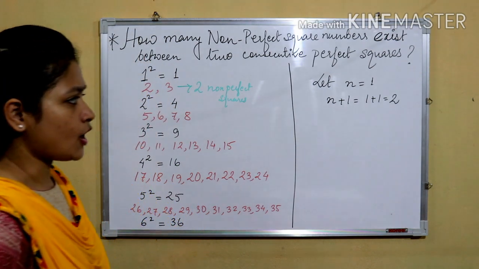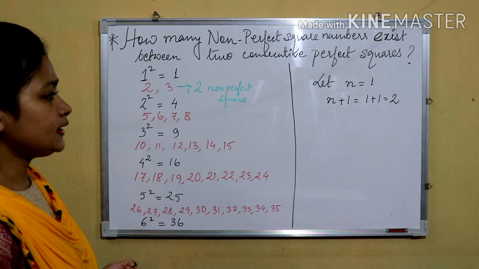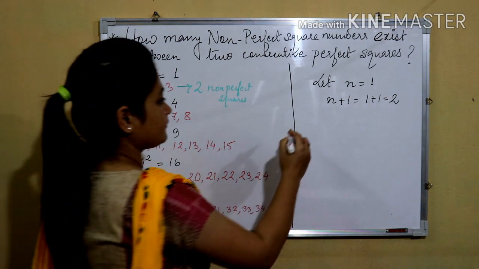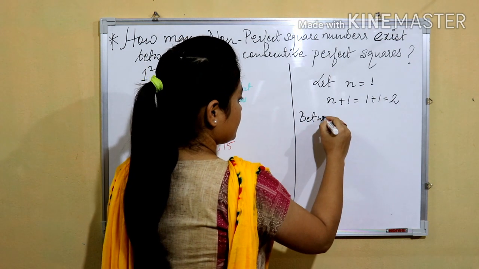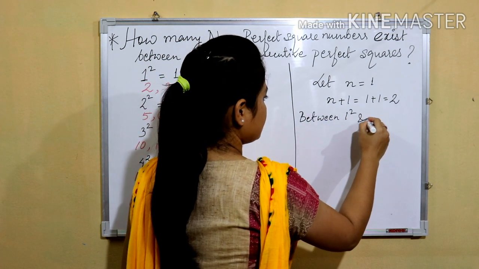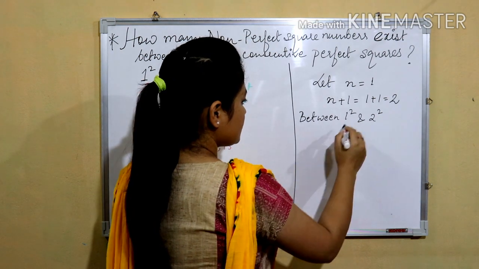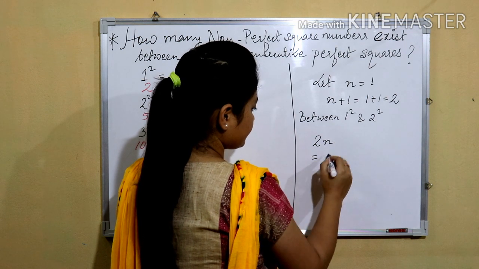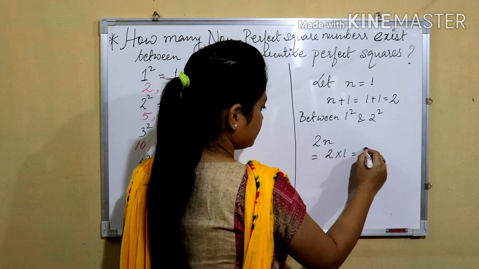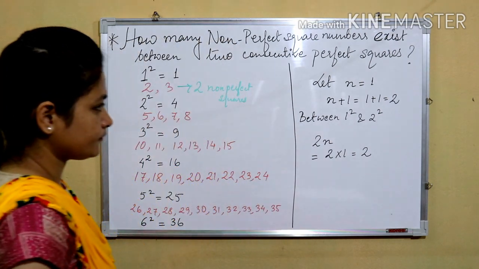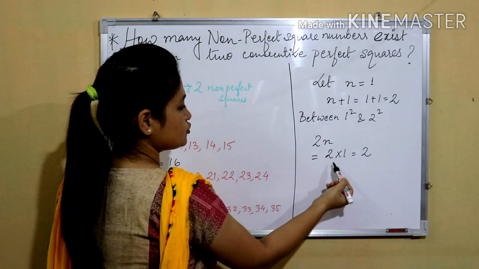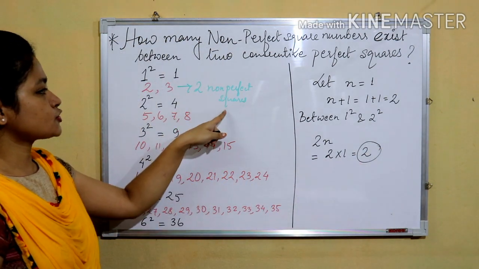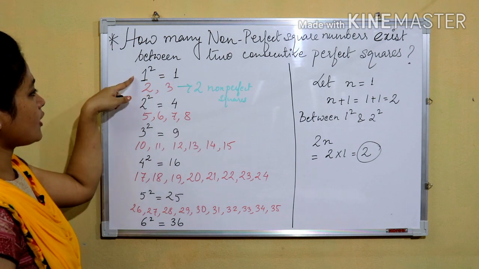That means we need to find out how many non-perfect square numbers lie between the squares of these two, that means between 1 square and 2 square. So how to find? We'll directly find out 2n. That means 2 into 1, which means 2. In this place n I have taken as 1, so 2 into 1, 2. That means two non-perfect square numbers lie between the square of 1 and 2.